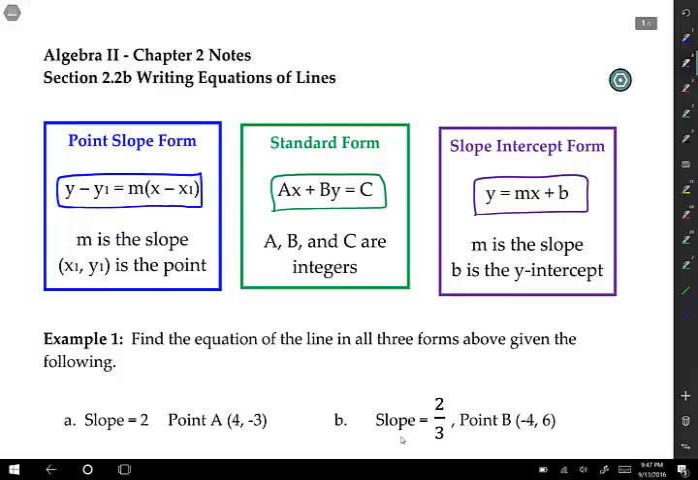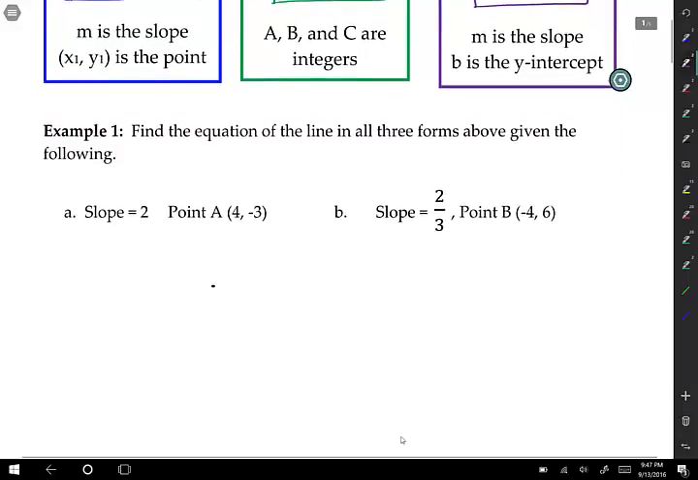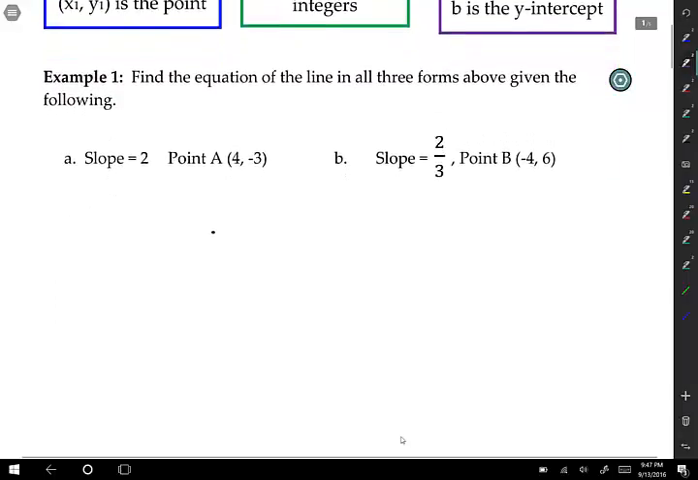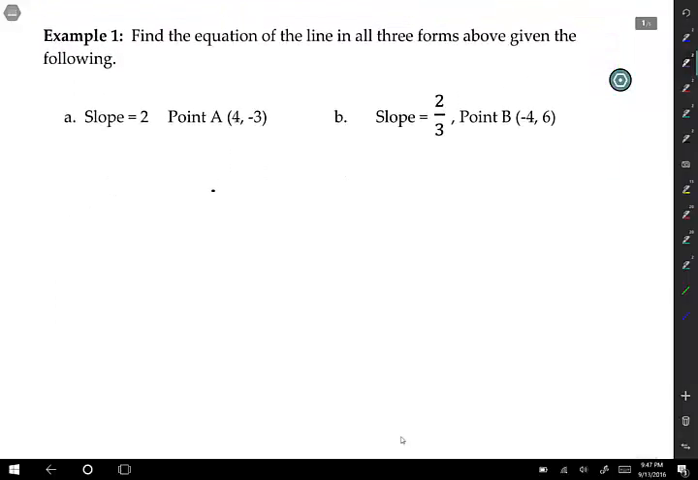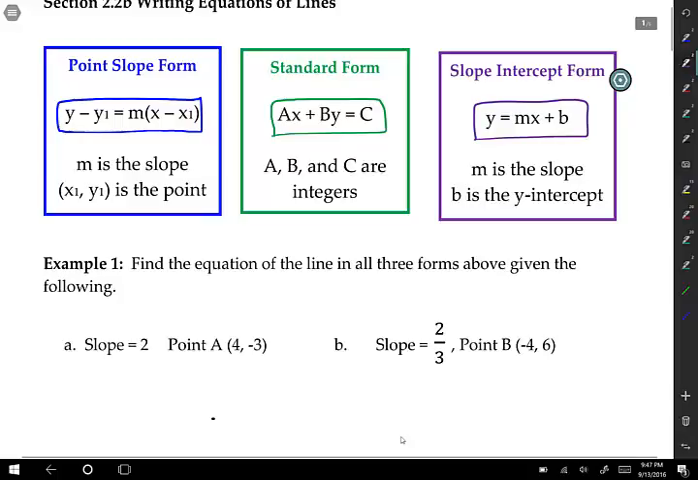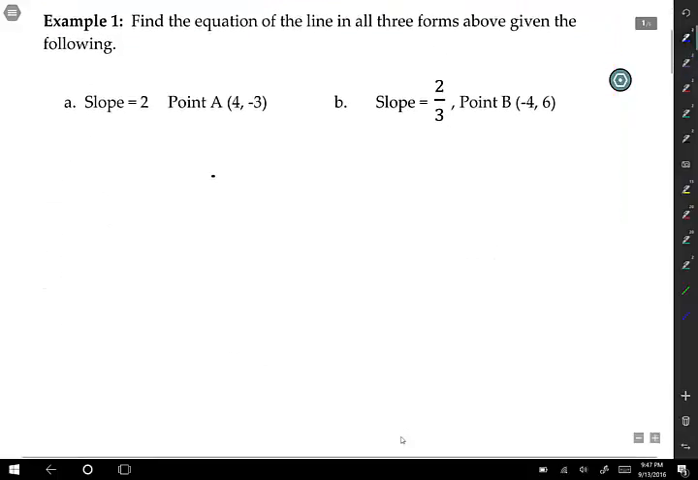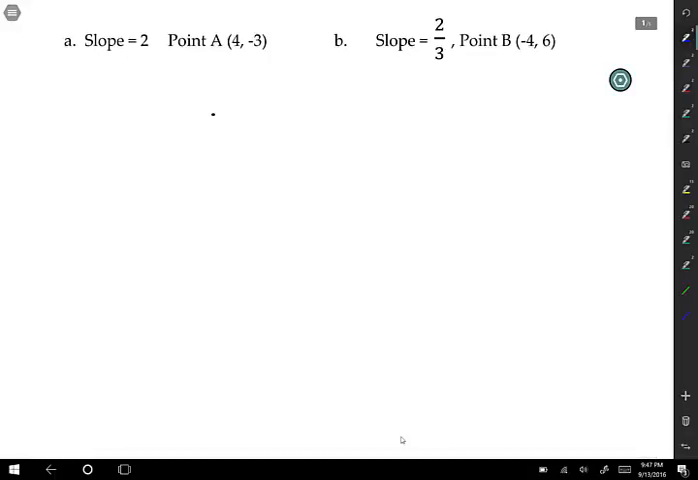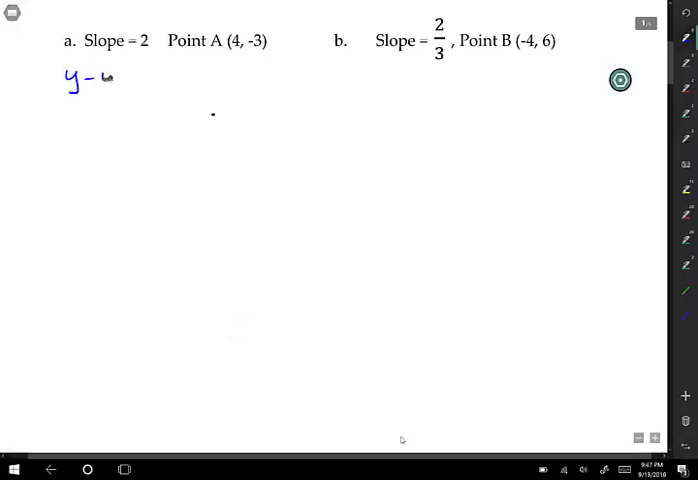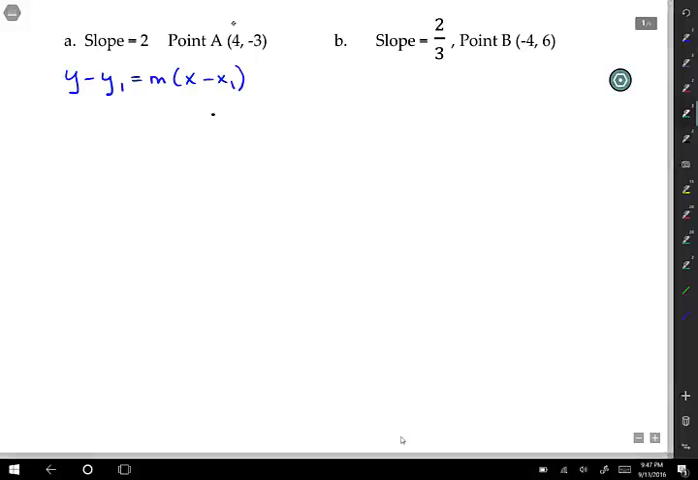All right, our first example uses a slope and a point, and we're asked to write the equation of the line in all three forms above. First off, we're going to start with point slope form, because point slope form is the easiest form of all to write. I'm just going to rewrite that form down here: y minus y1 equals m times x minus x1. Now we need to realize what our x1 and y1 are.